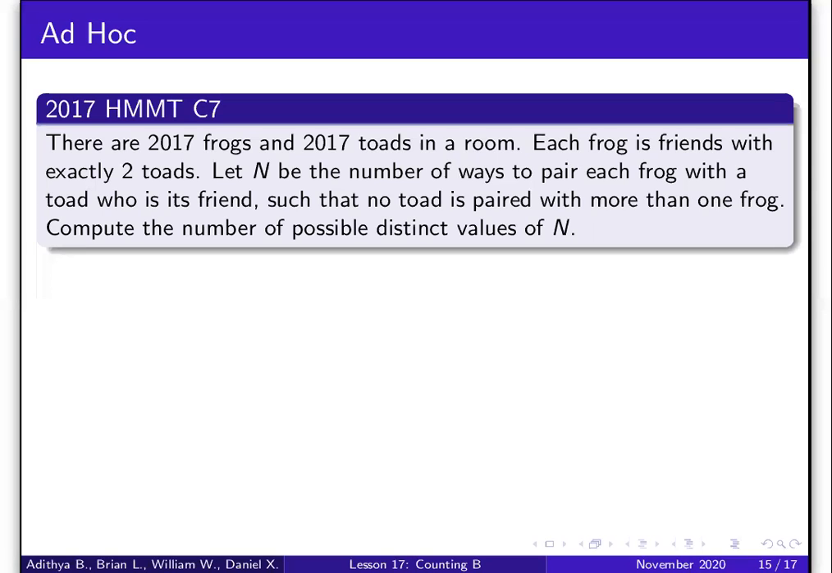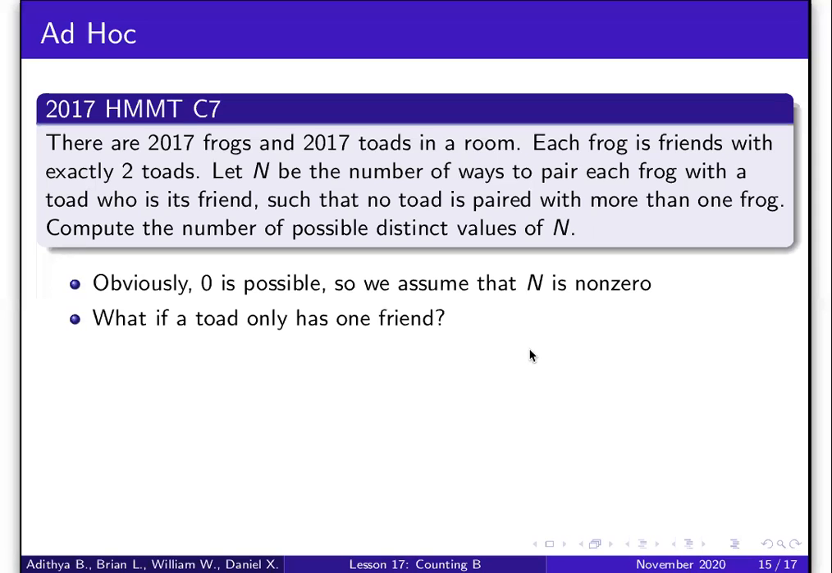So first of all, n can obviously be 0. For example, if all frogs are friends with the same 2 toads. So assume that n is non-zero, which means that there exists at least one way to pair correctly. So let's consider, suppose there's a toad which is only friends with a single frog. What happens in this case? So over here, we're investigating an edge case when a toad only has a single friend.